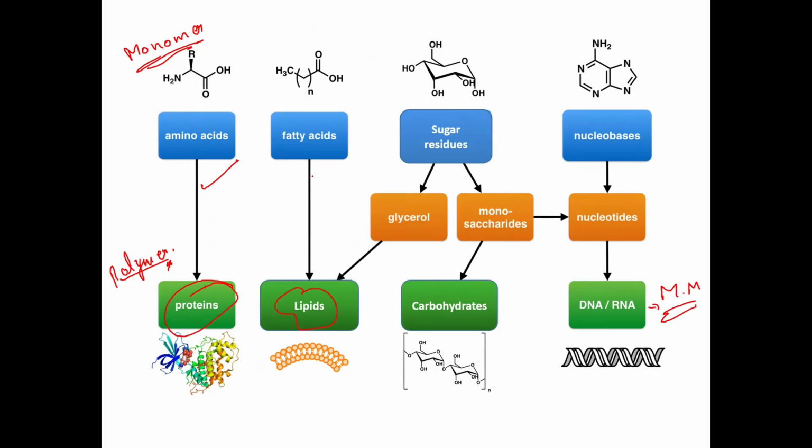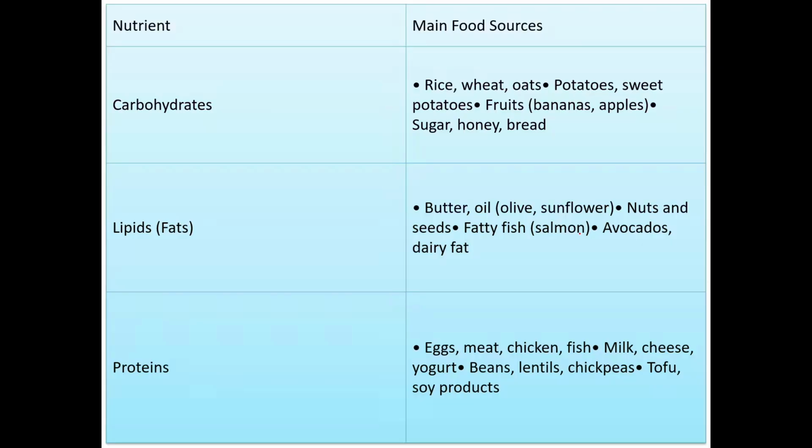The monomer of protein is amino acid. The monomer for lipids is fatty acids. Carbs are made up of monosaccharides. When monosaccharides connect, they make carbs. When glycerol and fatty acids connect, they make a lipid molecule. Nucleotides, when combined, form a long chain and form DNA and RNA. So these are the monomers, whereas these are the polymers of a macromolecule.